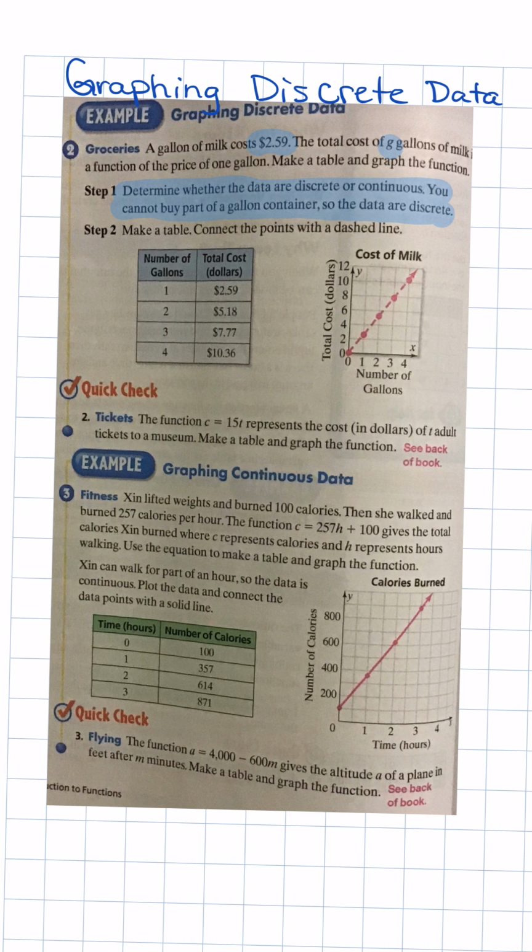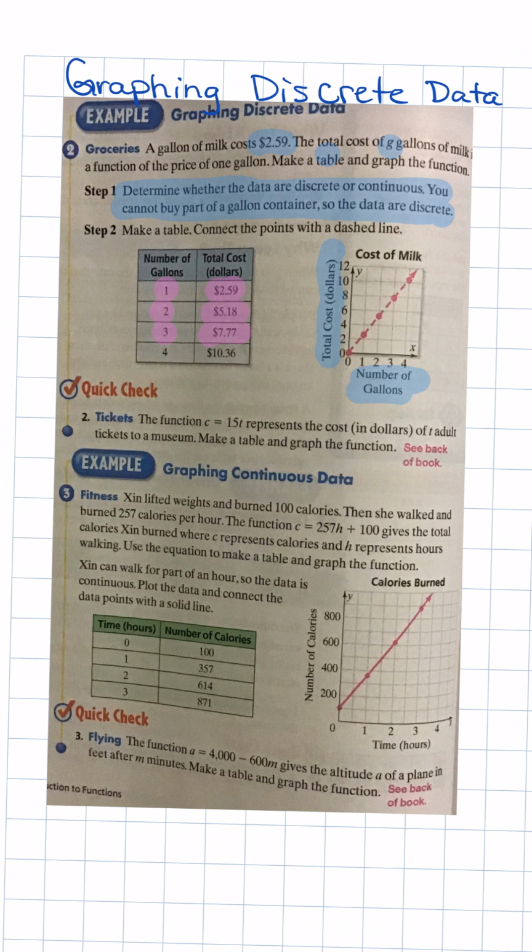Make a table and connect the points with a dashed line. So right here we have the number of gallons, and then we have the total cost. So what we did is a gallon of milk costs $2.59. The total cost of G gallons of milk is a function of the price of 1 gallon. So 1 gallon equals $2.59.